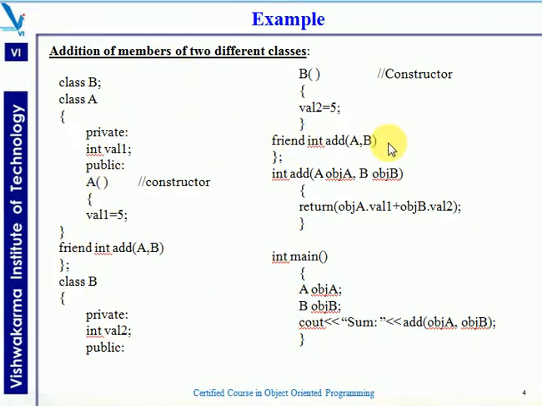We have declared the friend function in class A as well as in class B here, and then we have defined the friend function outside class A and class B. Likewise we can define the friend function. So this is the example code for the use of friend function.